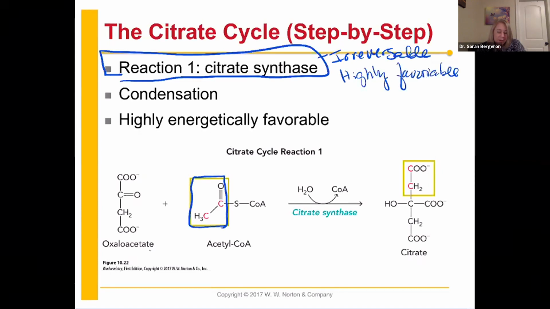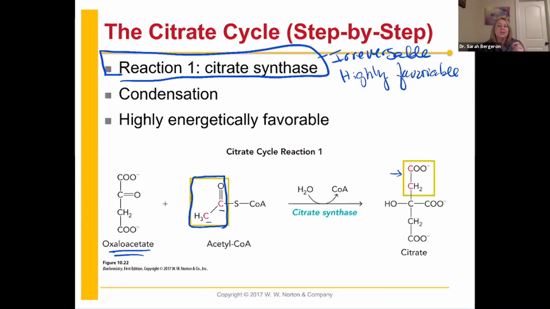And then our other substrate here, oxaloacetate, is not only the substrate for our first reaction, but it is going to be the product of our last reaction so that it is regenerated throughout the whole cycle. One thing that's really important to notice is that you see the carbons from the acetate unit highlighted as to where they're added in the molecule. And so we're going to track them as we go.